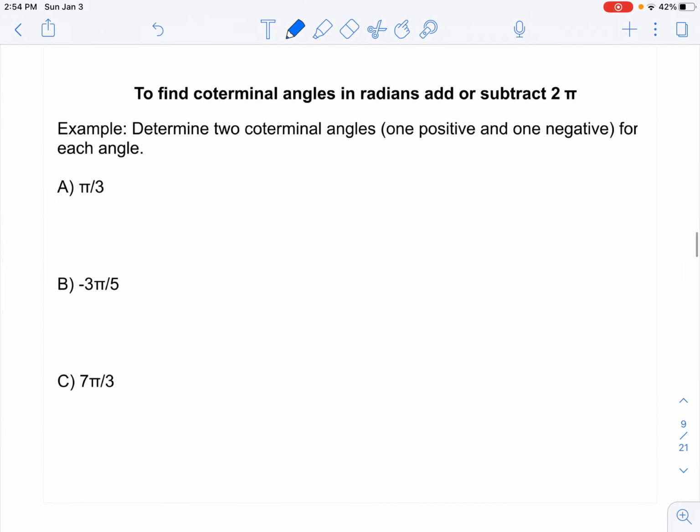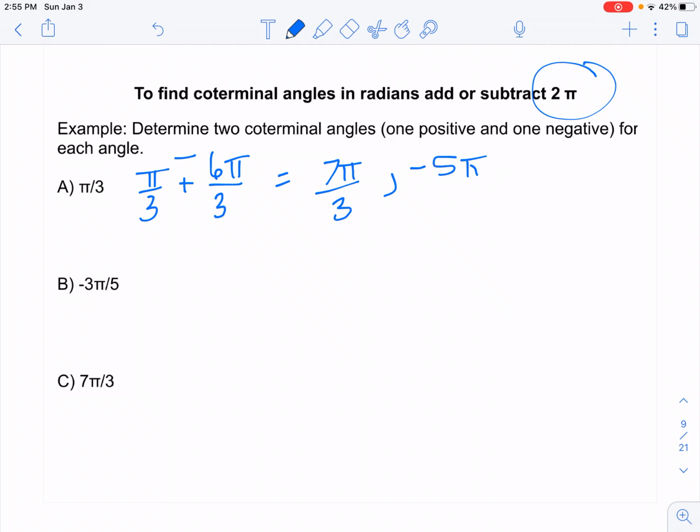Again, we can find the two coterminal angles, but this time we're going to be adding or subtracting 2 pi. And you can get a common denominator to do that. So we're going to add 2 pi, but if I add 2 pi with a denominator of 3, I'm really adding 6 pi over 3. And so 7 pi over 3 is a coterminal angle, but I could also subtract and get negative 5 pi over 3.